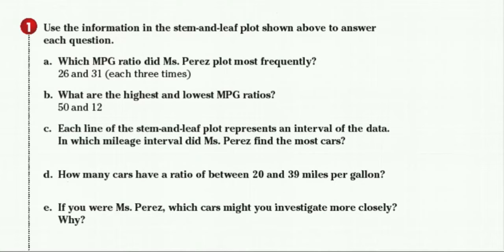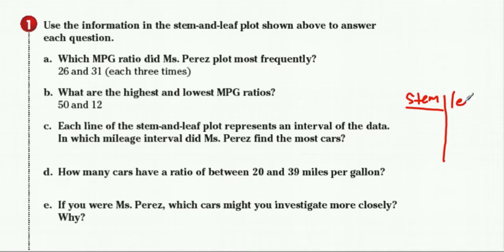When you talk about an interval, an interval is basically when you say stem 1. You have your stem here and this is your leaf right here. Your stems are 1, 2, 3, 4, 5. Each of these stems represents an interval. What do I mean by that?